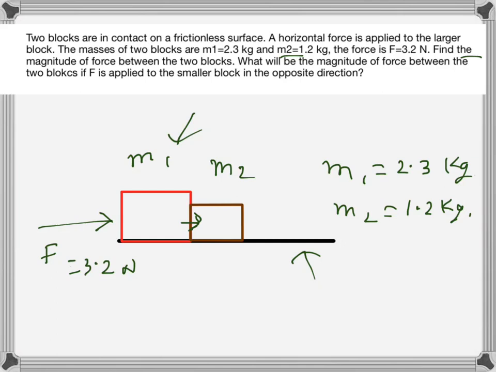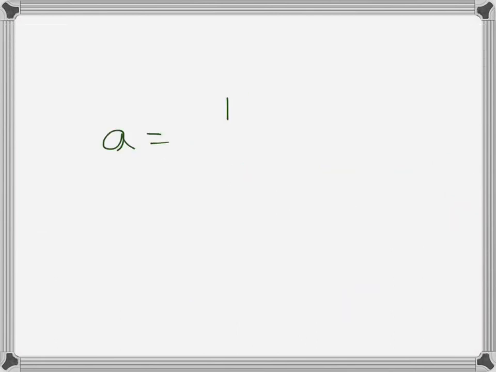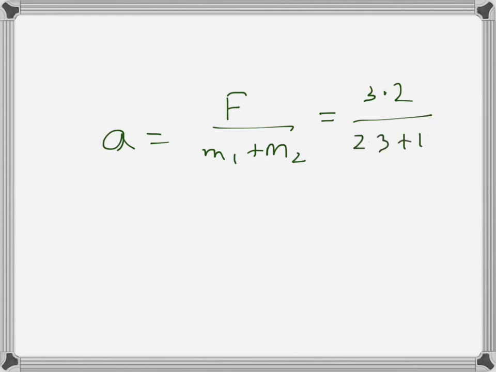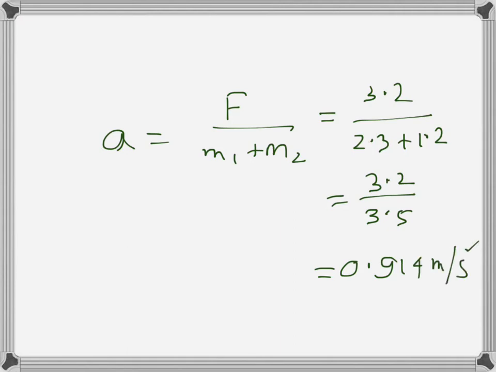Since they are in contact and the force is applied, and the surface is frictionless, they will have a common acceleration. Let's say the acceleration is a. So F will be equal to (m1 plus m2) times a. So a can be found by F over (m1 plus m2). So this is 3.2 divided by (2.3 plus 1.2), that's 3.2 divided by 3.5, so approximately 0.914 meters per second squared. So that is the acceleration.